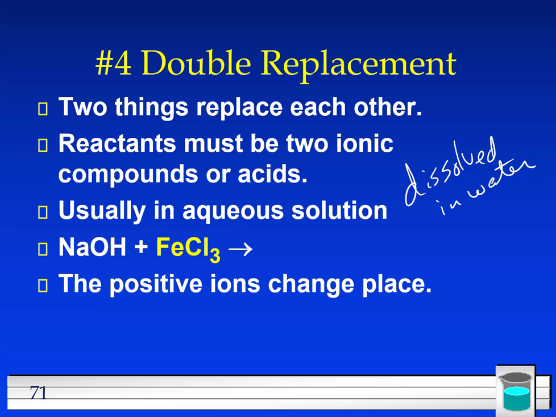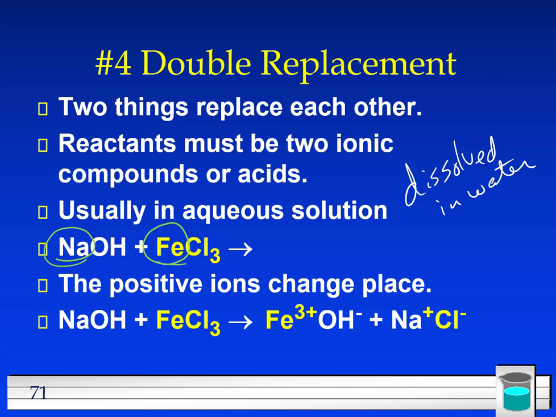So the positive ion in NaOH is the Na, and in FeCl3 it's the Fe. It's going to be the first piece. And those are going to switch partners. So the Na that was next to OH is now going to be next to Cl. And the Fe that was next to Cl is now going to be next to OH. So I color-coded my two compounds so you can see where the pieces came from.